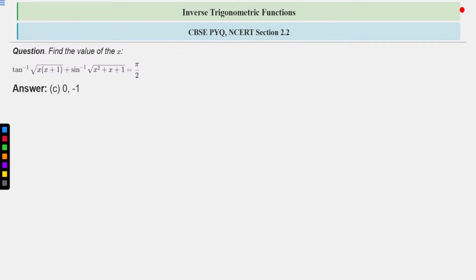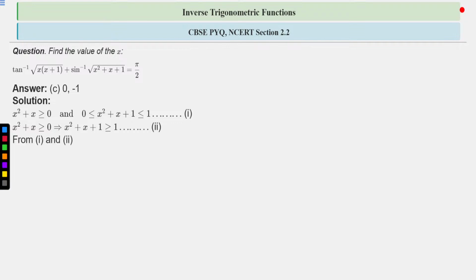The correct option is option C, which is 0 and -1. We have the expression tan inverse root over x into x plus 1 plus sin inverse root over x square plus x plus 1 is equal to pi by 2. So what can we do? x square plus x greater than equal to 0 we can write, and x square plus x is between 0 to 1. Clear? Assume this as equation 1. So x square plus x greater than equal to 0 implies x square plus x plus 1 greater than equal to 1. Assume this as equation 2.